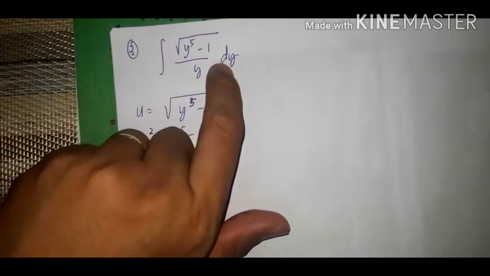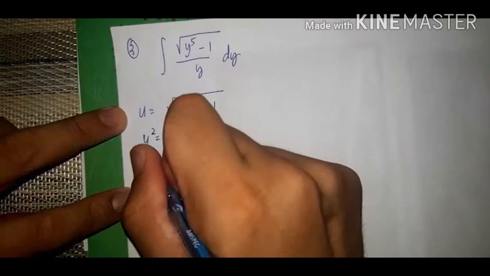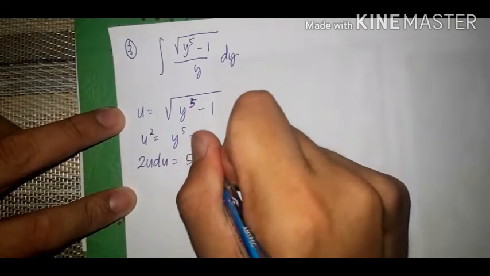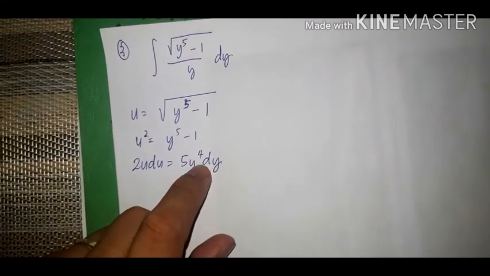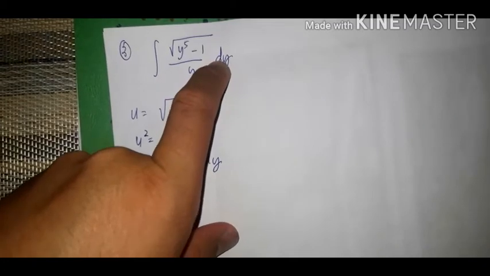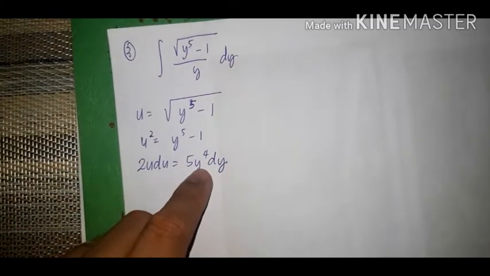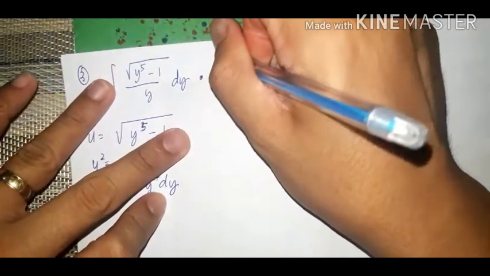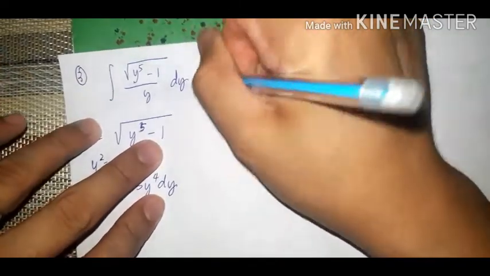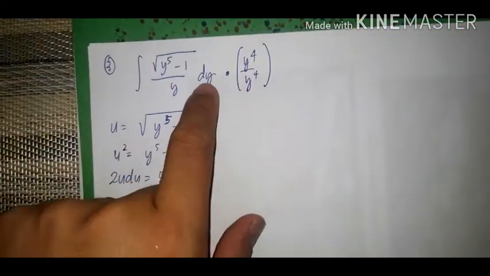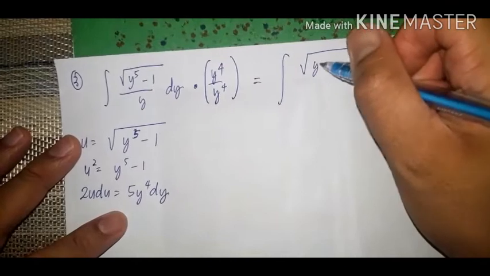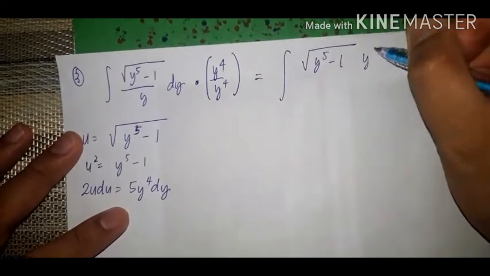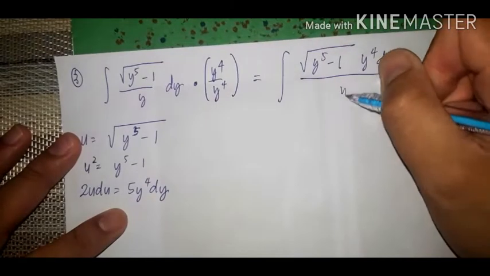So, it requires dy. So, I need to take the derivative of both sides. So, this gives you 2u du is equal to 5y to the 4 dy. So, the question there is, I don't have this y to the 4th here. So, ang kailangan ko, y to the 4th dy. So, I need to provide that y to the 4th over y to the 4th para masatisfy ko yung dy ko. So, rewriting that, so that gives you integral of the square root of y to the 5 minus 1, y to the 4th dy over y to the 5.